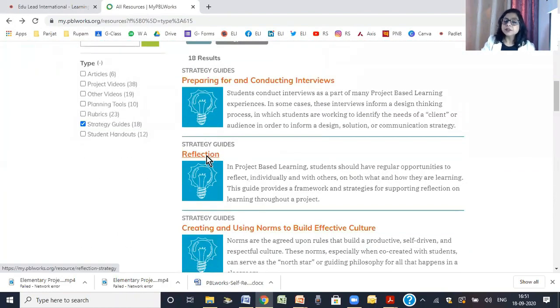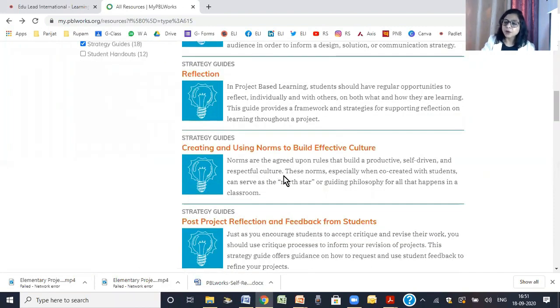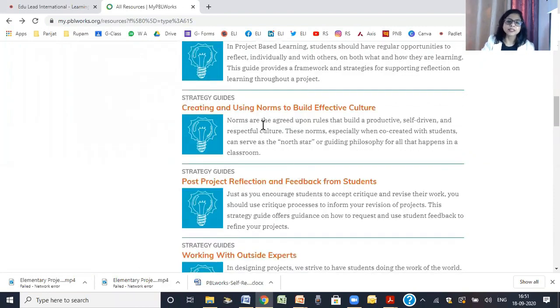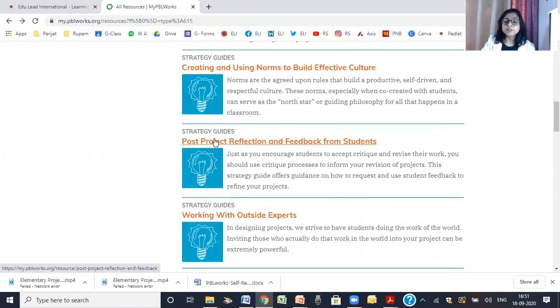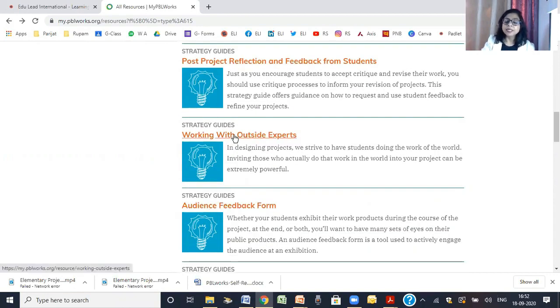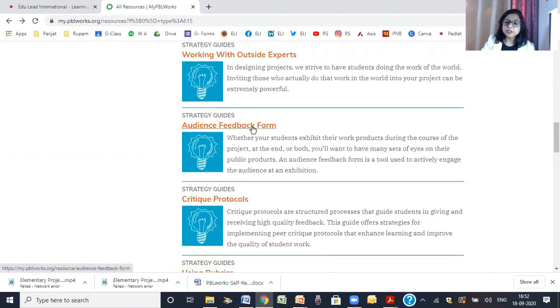How will you make your children reflect? Okay, so what format would you need? What questions will you ask? Creating and using norms to build effective culture. Post-project reflection and feedback from students. Again, how would you do it? Working with outside experts. Audience feedback form.